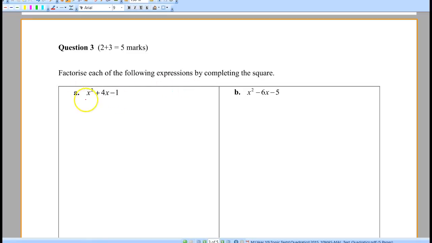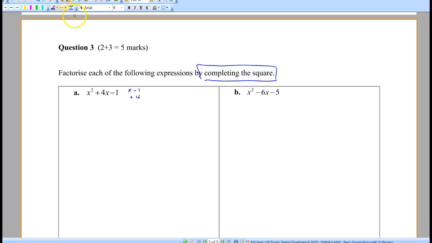Look at these. These are my monic quadratics. I love these. Now, multiplies to minus 1, adds to 4. Oh, this says by completing the square. It's told me the method I've got to use. So don't worry about that. Don't worry about trying to find these. It's not going to factorize.